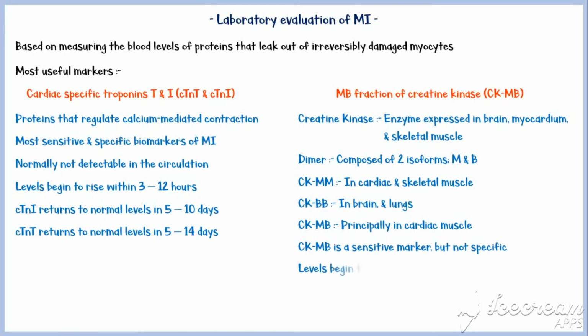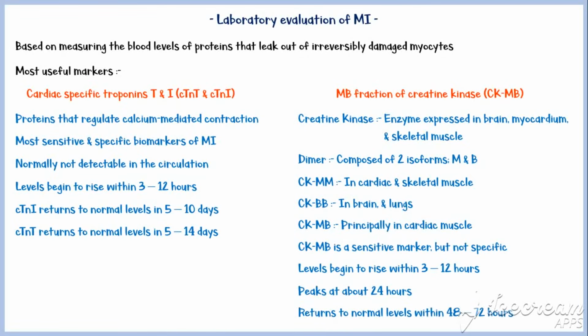Levels begin to rise within 3 to 12 hours after an infarction and peak at about 24 hours. Unlike troponins, CKMB returns to normal levels fairly quickly, approximately within 48 to 72 hours. Now let's discuss possible interventions that can be made to reduce the size of the infarct.